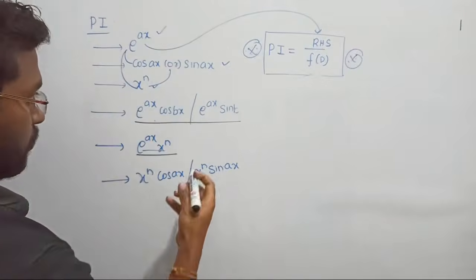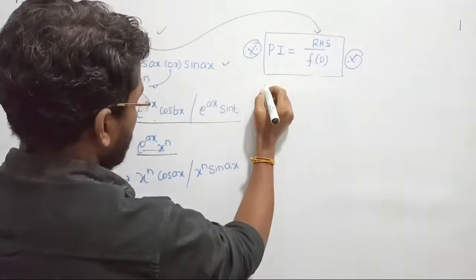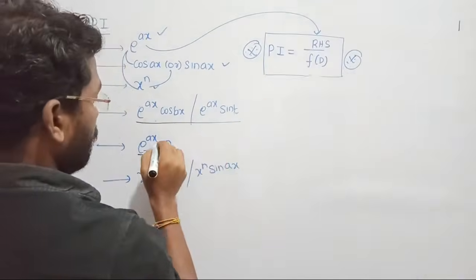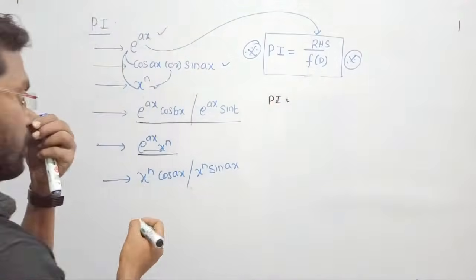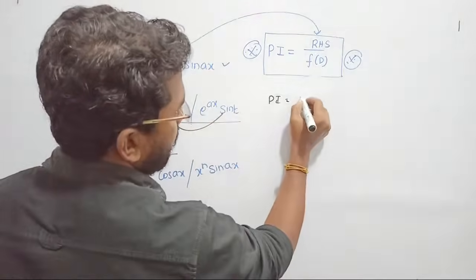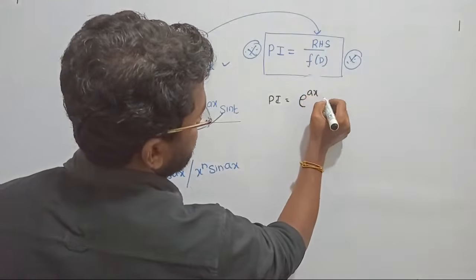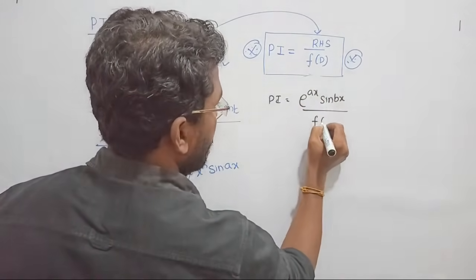Now what I am going to do, second model, right? If the signals are being clubbed together, so second model is what we are going to do. Let us take once again the same format, particular integration equal to RHS. What is RHS here? First we are going to consider, either you can consider cos or sine. Anyway, let me write it in terms of sine now. Sine bx divided by f of d.